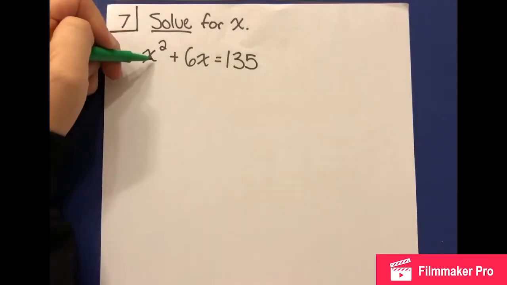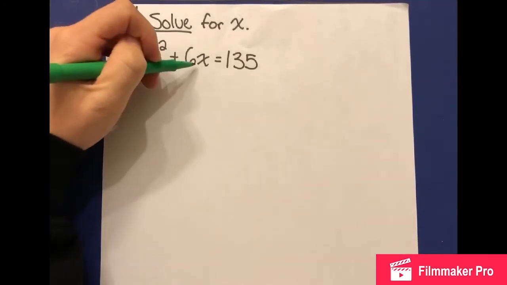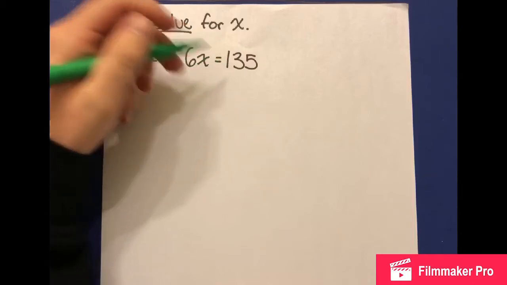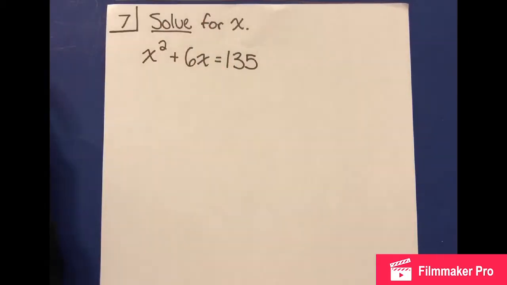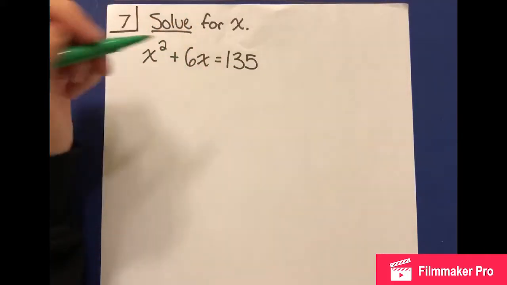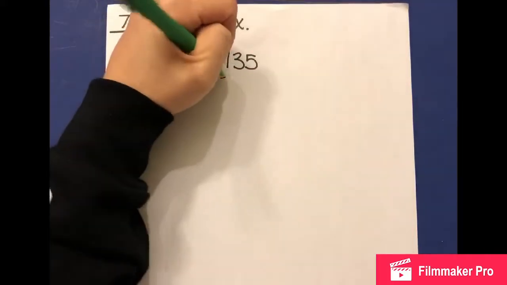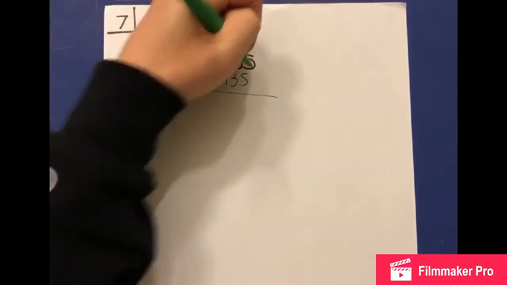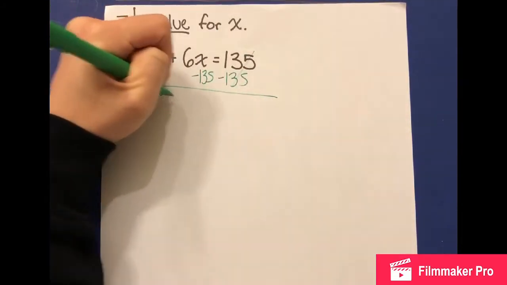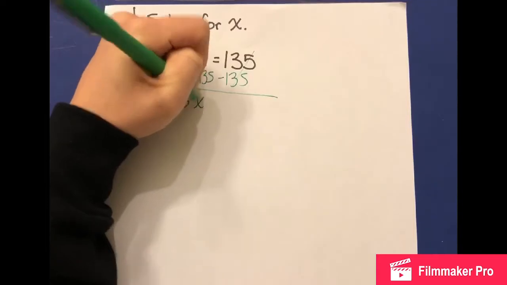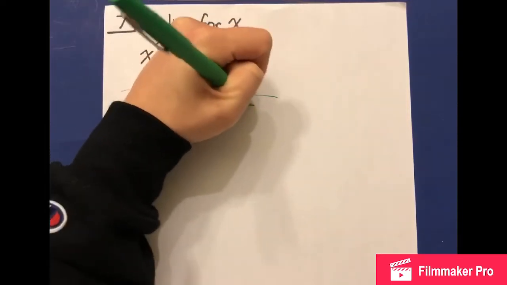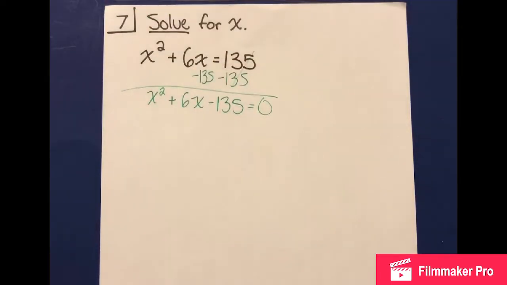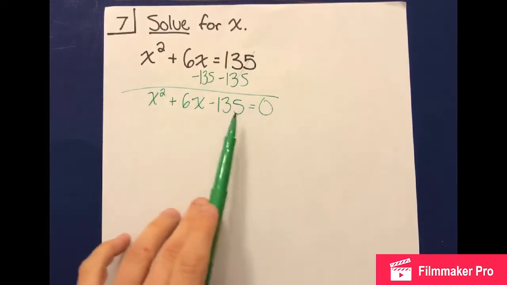Let's look. I have an x squared term, an x term, and a constant. They're not going to be canceling each other out. So I'm probably going to have to factor. So let me move this 135 to the other side. So I'm going to subtract 135, subtract 135. Cancels out over here. I get x squared plus 6x minus 135 equals 0. I'm now set up to be able to factor this thing out. I'm set equal to 0.